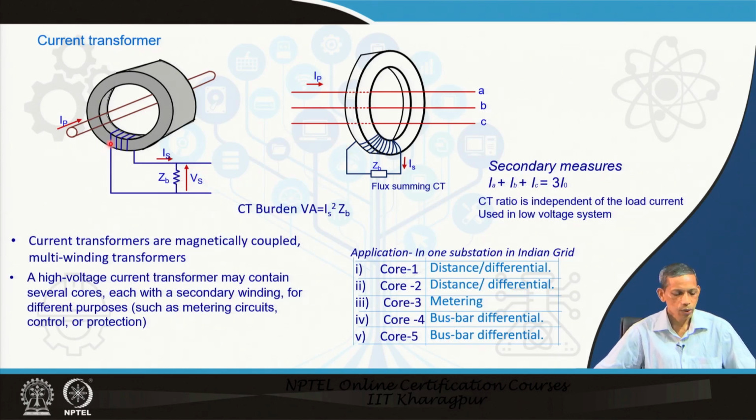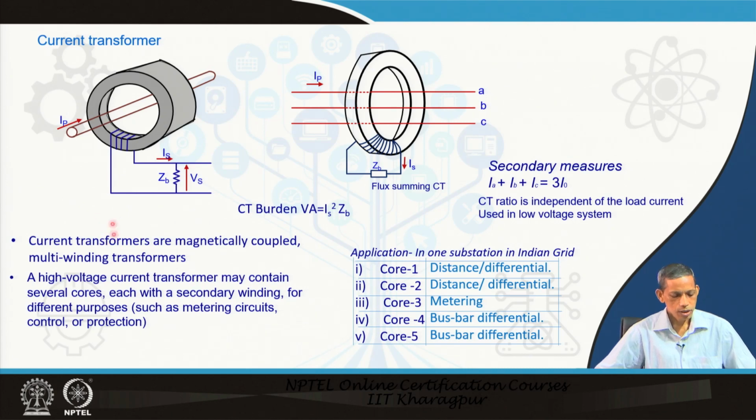So, therefore, the CT ratio is independent of the load current. Whereas here, if you think about the corresponding CT, then the individual phase current is associated in this arrangement, and that is why it is also associated with load current while thinking of the number of turns.